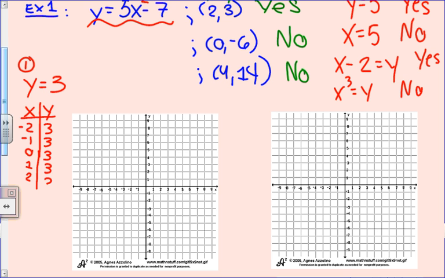So if I start to graph the points, let's see what happens. What type of line do we have? You guys keep saying the word linear. I know it's a line. What type of line? I know it's a function. What type of function? Horizontal. That's the word I'm looking for.